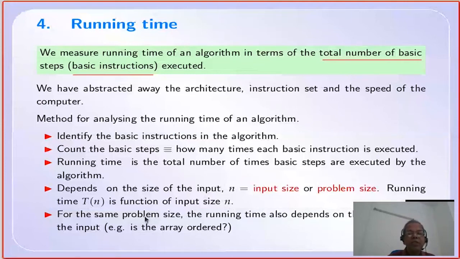For the same problem size n, the running time also depends upon the properties of the input. If the array is ordered, we will get one running time. If the array is not ordered, we may get another running time. So T of n depends not only on the input size n, but also on the properties. But most of the time we will ignore the properties and analyze it only as a function of the input size.